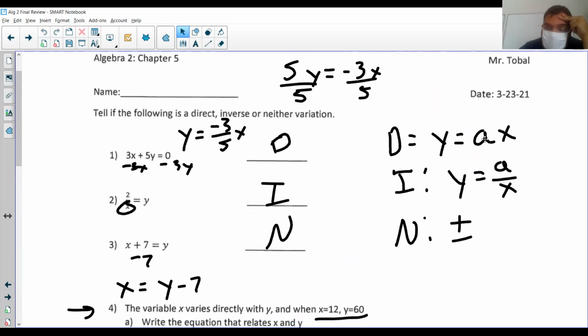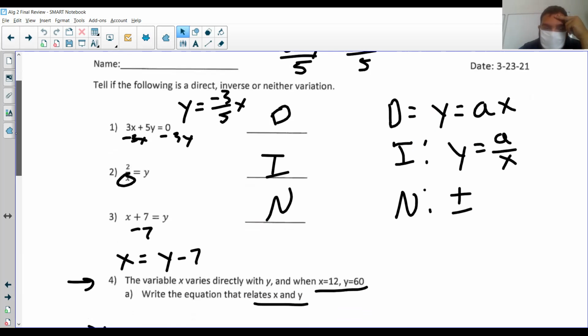Remember, direct is when A is being multiplied to X. Indirect or inverse is when X is in the denominator. And neither is when plus or minuses are involved. So for number one, you have to move it where the X is on one side and the Y is on the other side. Once you do that, you can see it will be direct. So make sure you don't get tricked by that because you see the plus sign there. You move it over to the right side.